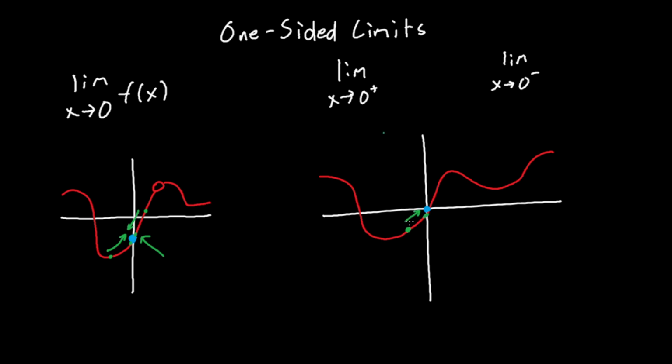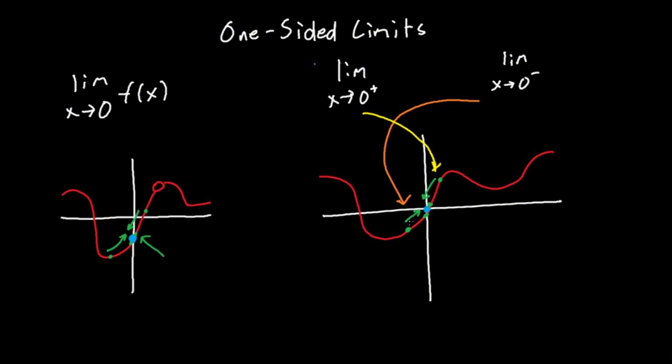So you get really close on the negative side. This right here is actually the negative one. And for the positive limit, you get really close from the right side. So this right here is the positive. This right here is the positive limit approach. So what's the difference? Well, the positive limit approaches from the positive side.